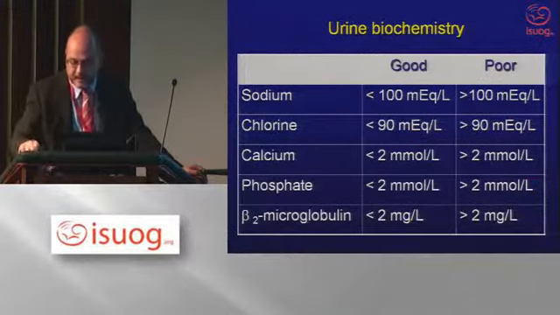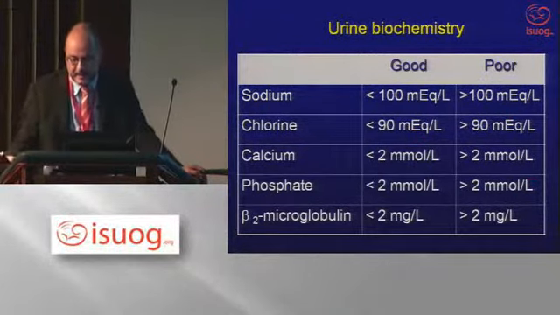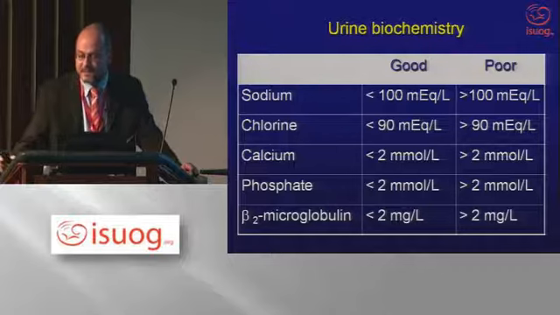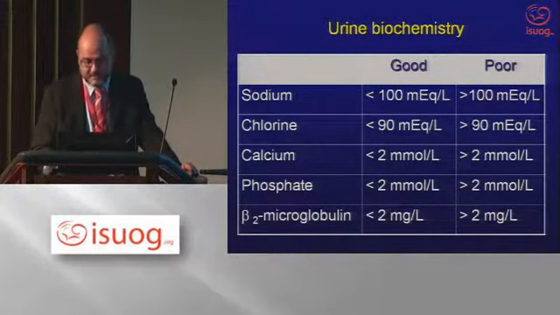Urine or fetal blood biochemistry has been looked at, and these are some suggested cutoffs for good or poor prognosis. So assessment of the severity from the fetal urine. But the experience is rather limited, I would say, and there are disputes about some of these cutoffs.